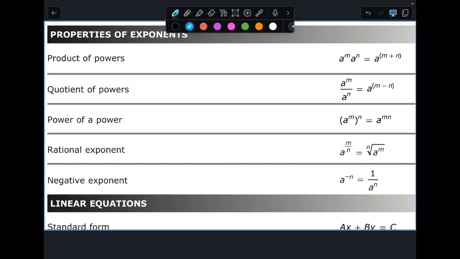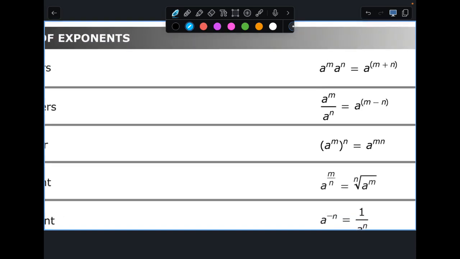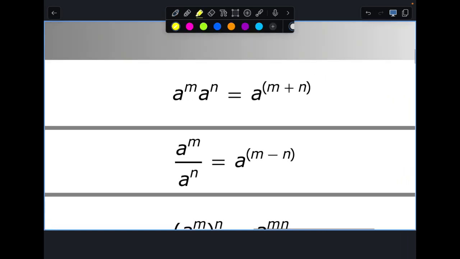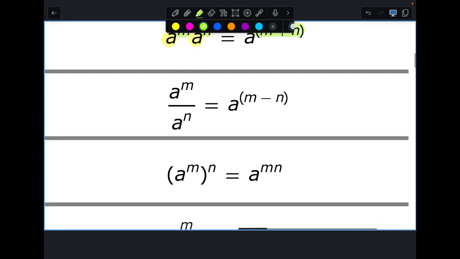Okay. Now, the first rule that we learned was the product rule, which is the very first line right here, second section. When you multiply the variables, what are you supposed to do with the exponents? Add them. Okay. The second rule, how did we identify that we were supposed to multiply?